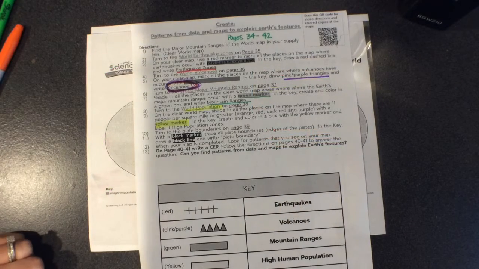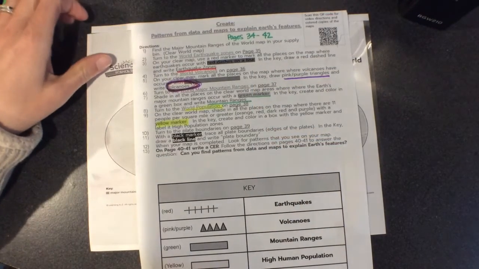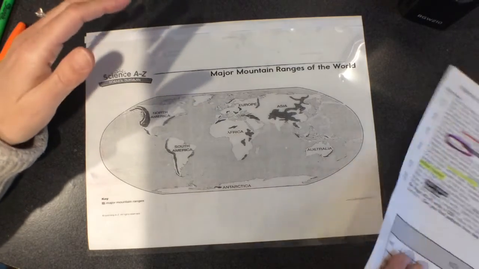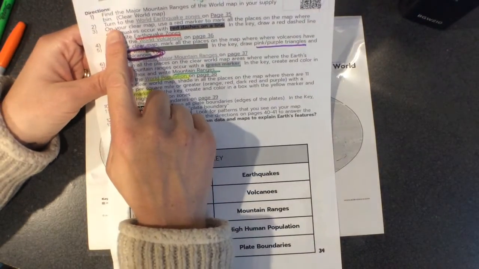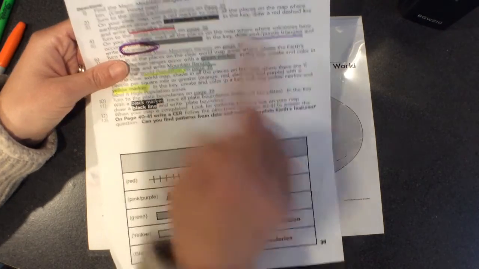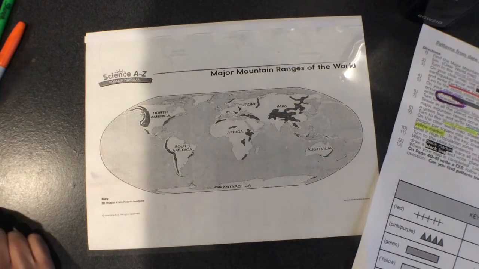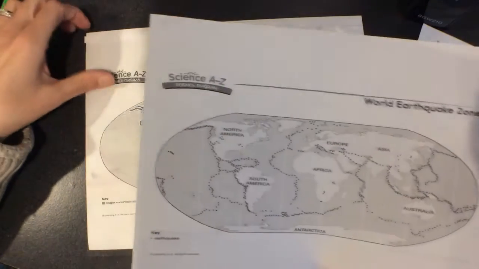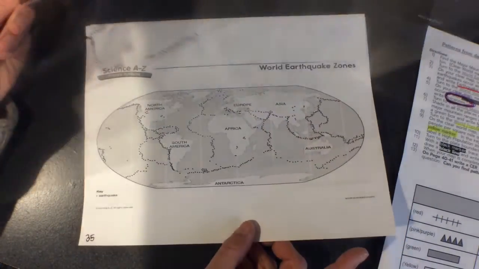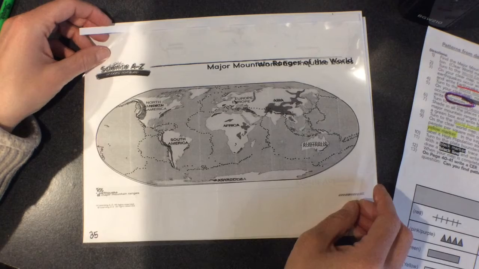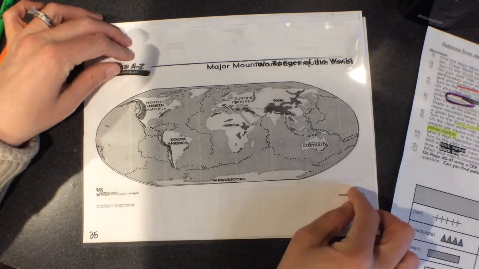Okay, welcome back, fourth graders. The first thing you're going to do is find your world map, the clear world map. You're going to place that down on a sheet of paper for right now. The next thing you're going to do is turn to page 35 of your journal and find the world earthquake zones. Here's page 35, and I'm going to place that underneath my transparent map. If you notice, they should line up very closely.